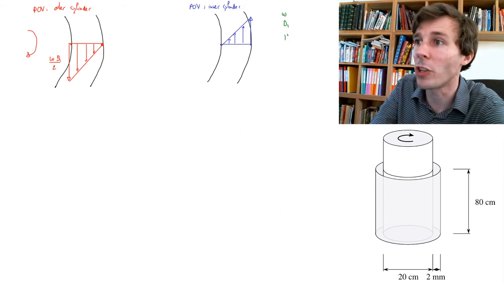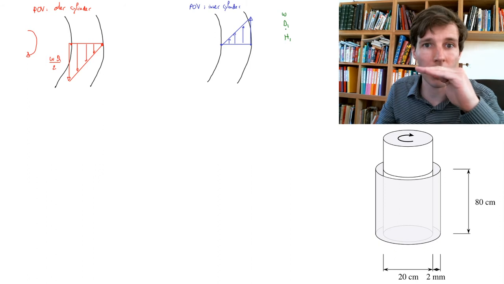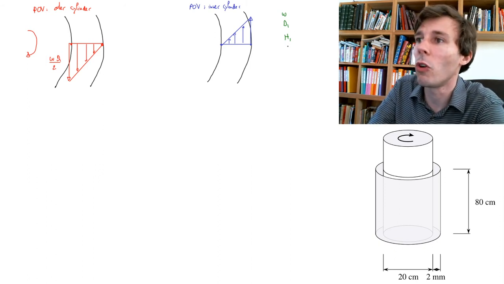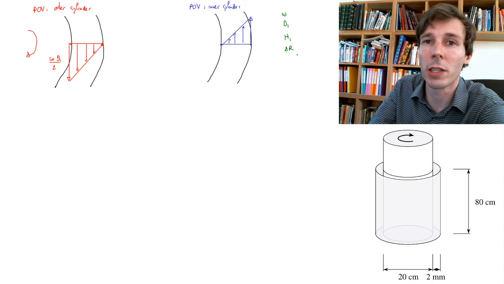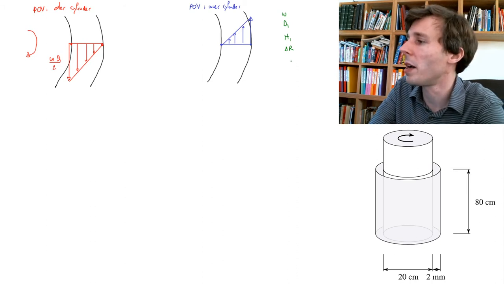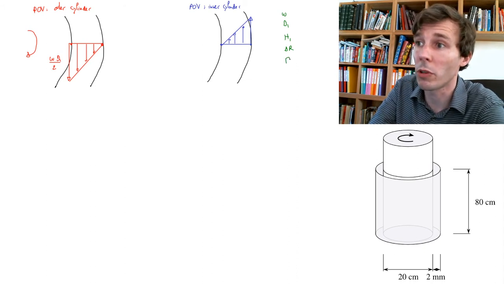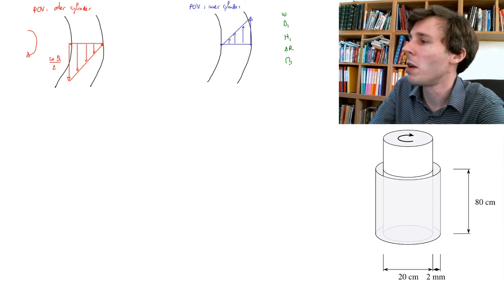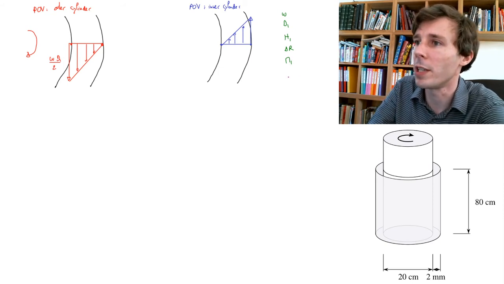We know about H1, the total height of those two cylinders, which in this case is 80 centimeters. We know about the distance between the two, which I'm going to call here delta R. This is 2 millimeters. And we know the moment, and the moment is 0.9 or something newton meters. And so what we're looking for is mu, the viscosity, like so.